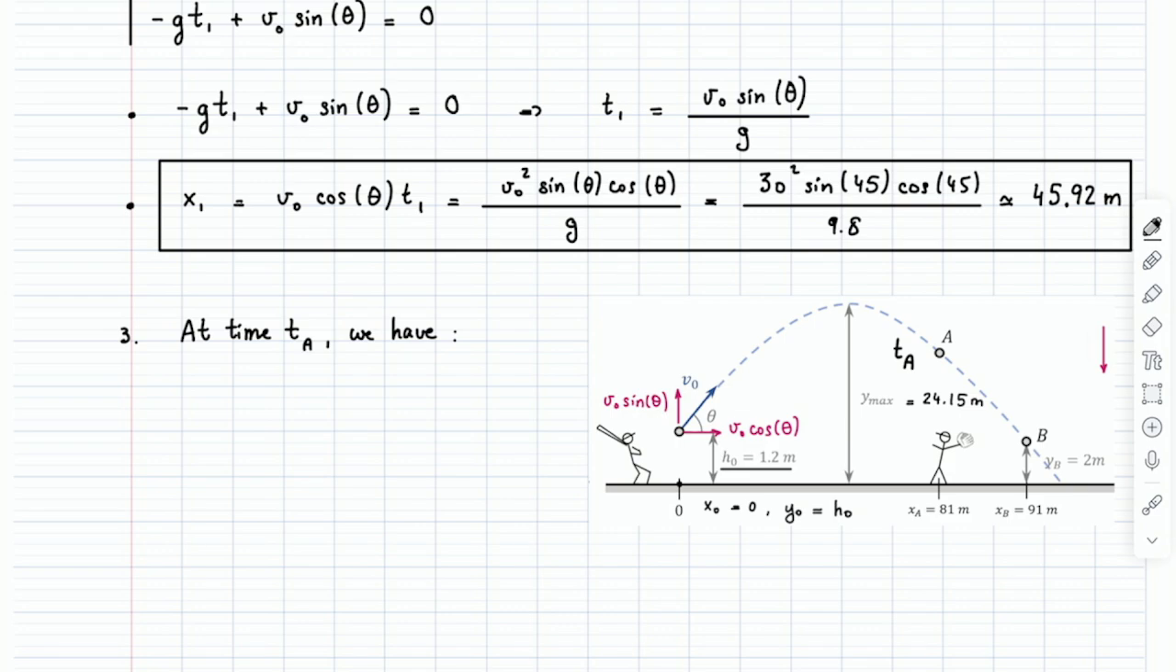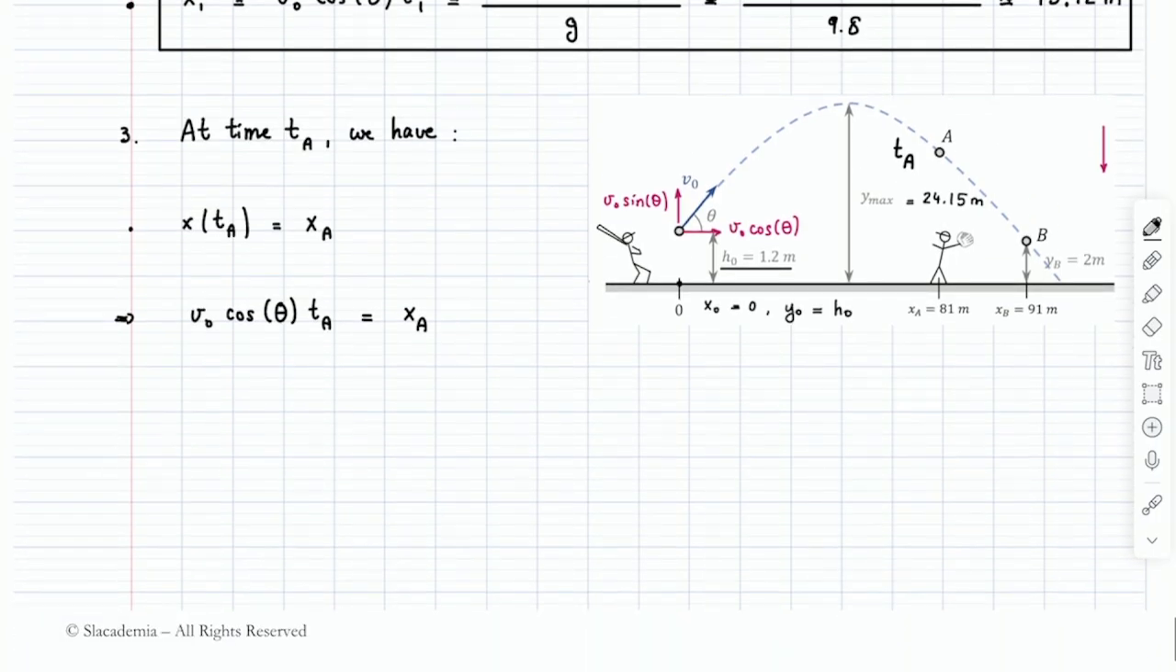Okay, what do we know at time TA? Well, not much, but we do know that x at time TA is equal to xa, which is 81 meters. So that means that V0 cosine theta TA is equal to xa, which tells me TA. And again, this is kinematics. If I know time, I know everything. So I'm very happy with figuring out TA, because if I know TA, I can then compute y of TA and compare it to 3 meters.